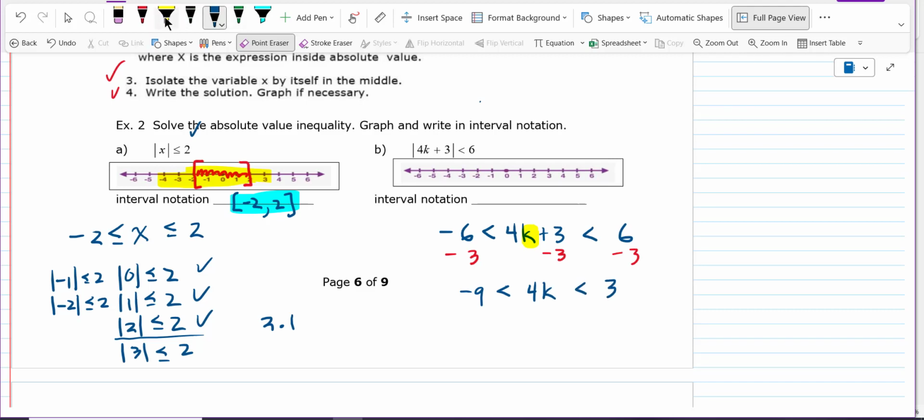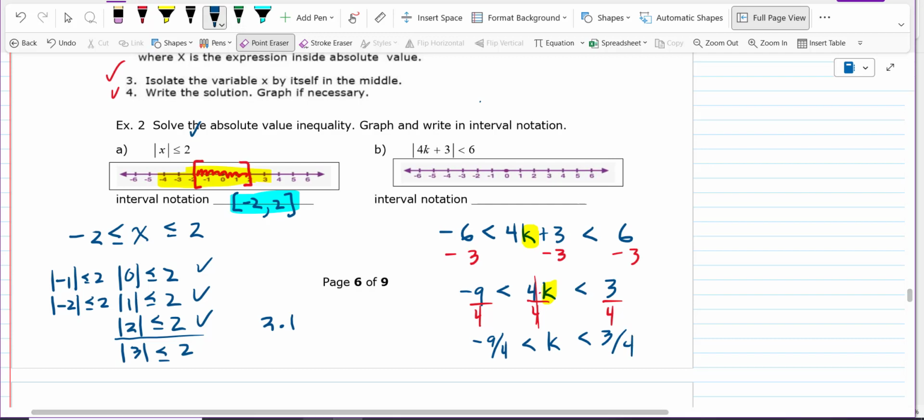One more operation does it. So now what we have is we need to undo the multiplication of 4 by dividing each part. Notice we're doing this to all 3 parts. Then that accomplishes our goal. It looks like we have -9/4 is less than k is less than 3/4.